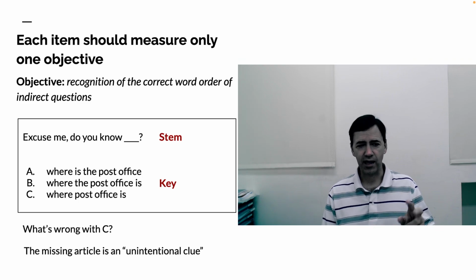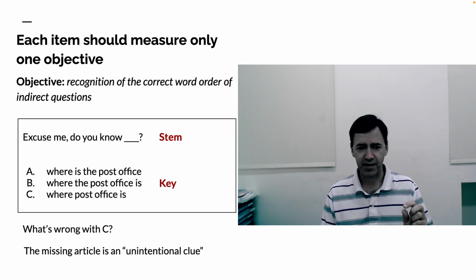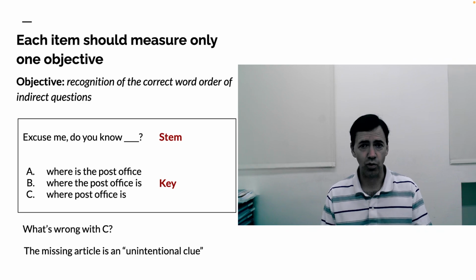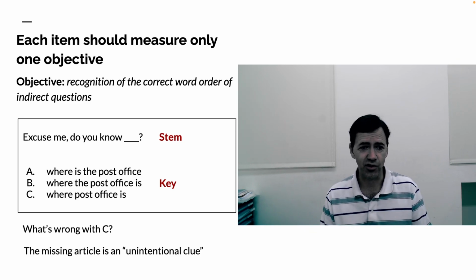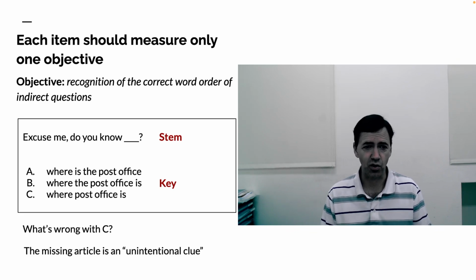So if you look and compare A and B, the key difference is the word "is." And this is the one that usually gets mixed up, right? Because when we ask a question, "Where is the post office?" that's the standard WH question. However, these are indirect questions. So, "Do you know where the post office is?"